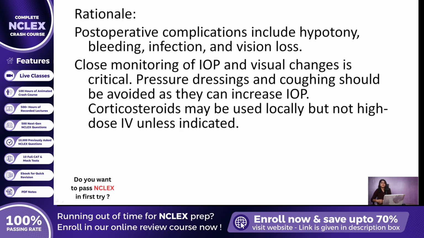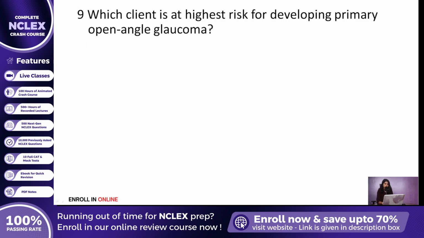Option A, pressure dressing, is contraindicated because it may raise IOP. Option B, coughing, should be avoided for the same reason. Option D, high-dose corticosteroids, is not typically required unless prescribed for inflammation, and usually it's in the form of drops. Let's continue with question 9. This one tests your understanding of risk factors.